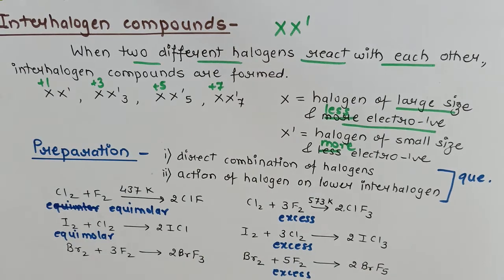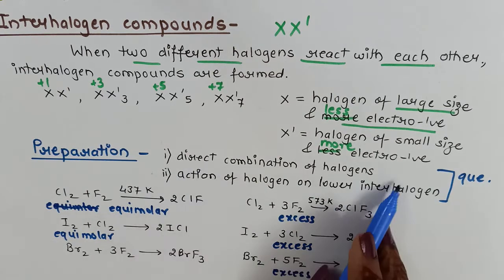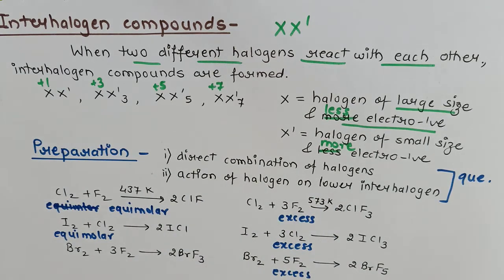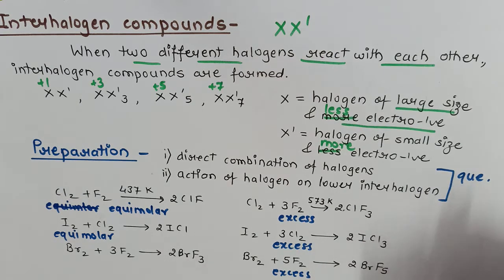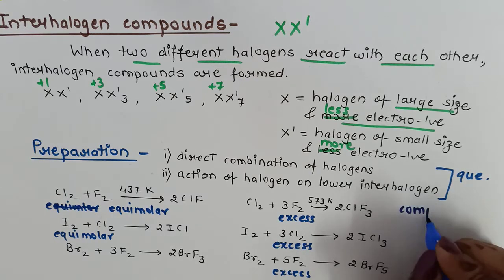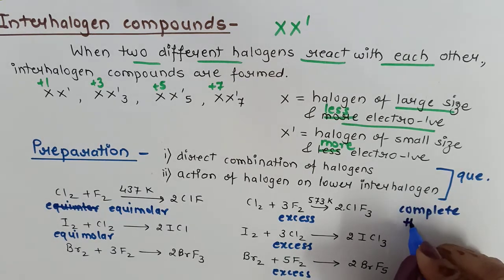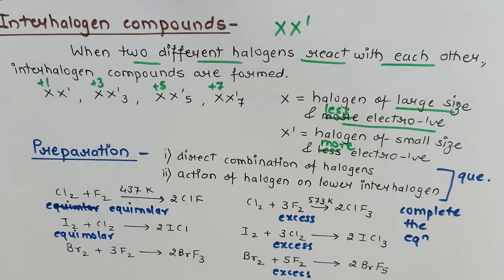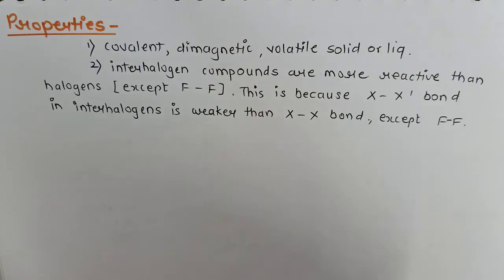So interhalogens can be prepared either by direct combination or by action of a halogen on a lower interhalogen. A direct equation can be framed, or you may be asked to complete the equation. These types of questions can be asked from this topic.